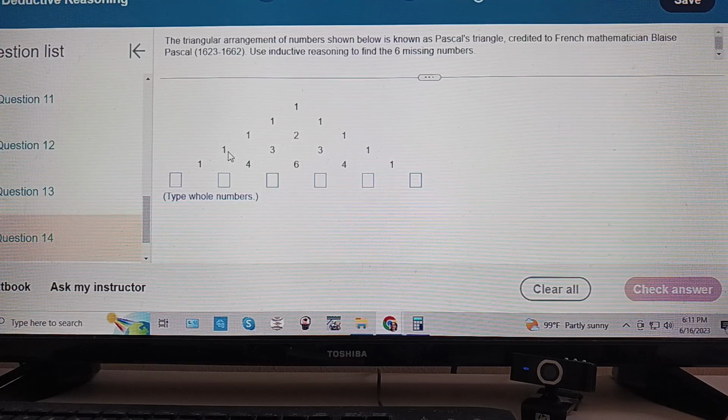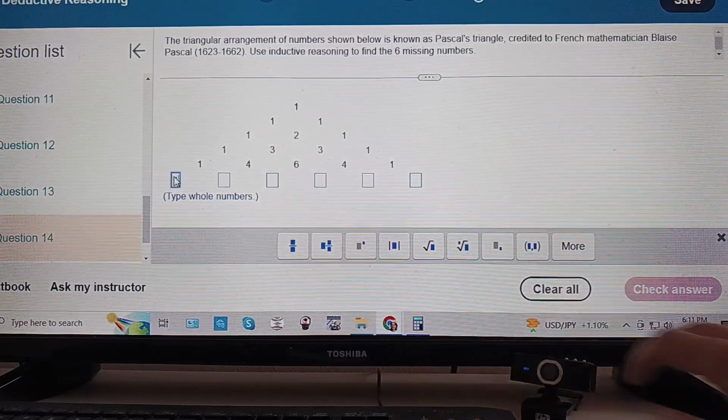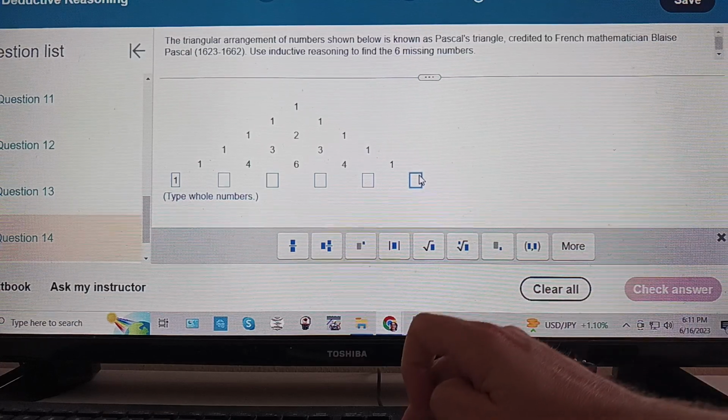So when you want to do a new row, it starts with a 1, and then you add the 2 here. 1 plus 3 is 4, 3 plus 3 is 6, 3 plus 1 is 4, and it always starts and ends with a 1. So they just want me to do the next row. It's going to start with a 1 and end with a 1 no matter what.